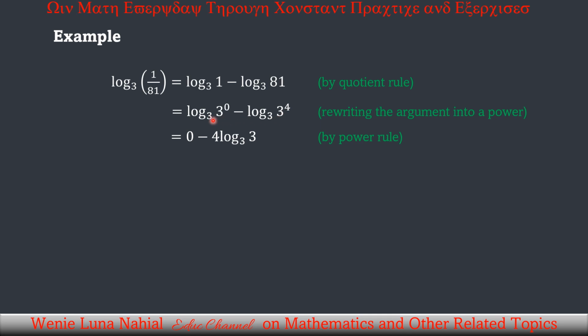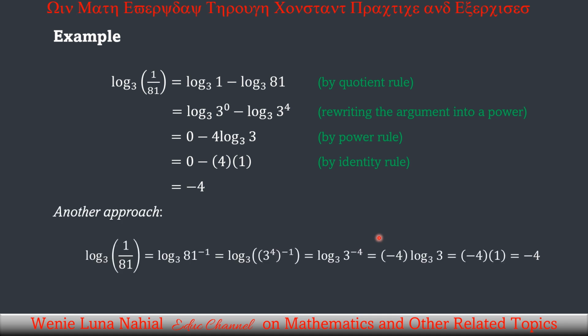Now, the logarithm of 3 raised to 0 to the base 3 is equal to 0, minus, by the power rule, 4 times the logarithm of 3 to the base 3. So that is equal to 0 minus 4 times 1. This one is by the identity rule: the logarithm of 3 to the base 3 is 1. So you have negative 4. So the logarithm of 1 over 81 to the base 3 is equal to negative 4.